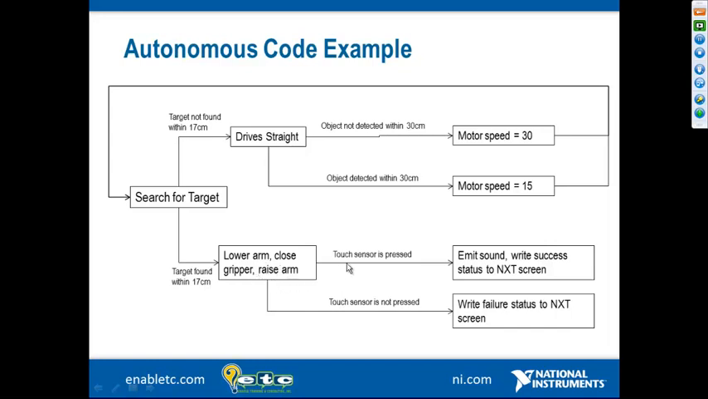And we're going to do a quick check with the touch sensor to determine whether or not we actually pick the thing up. And so there's two end results here: whether it emits a sound saying success, or whether it writes a failure status to the NXT screen. So that's the goal of this code.